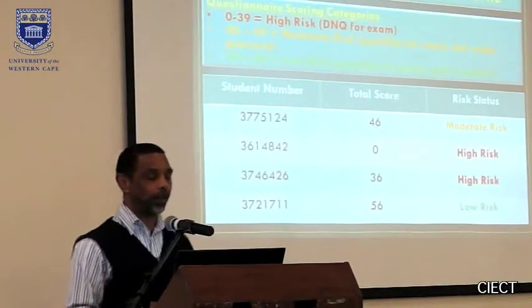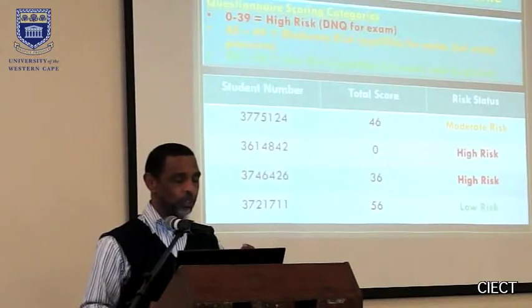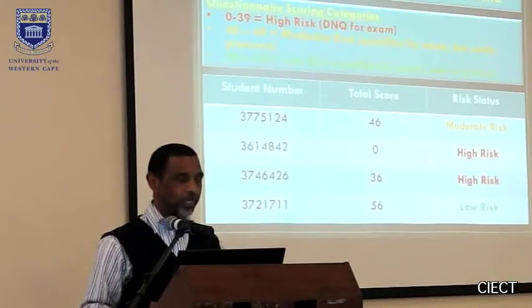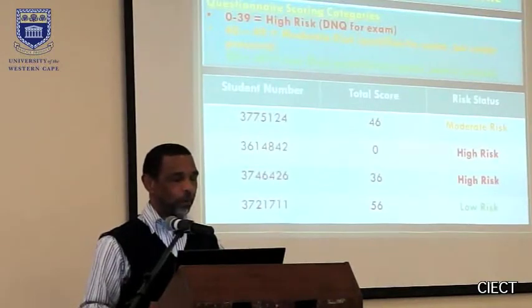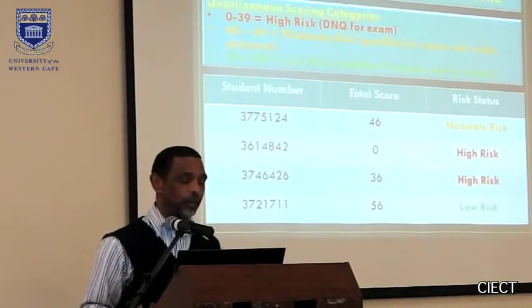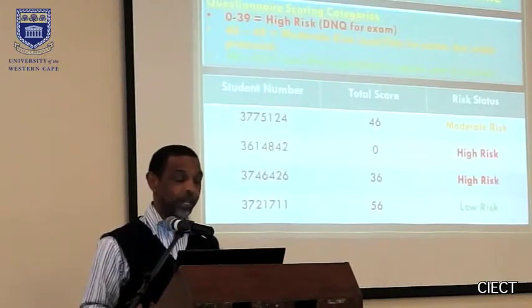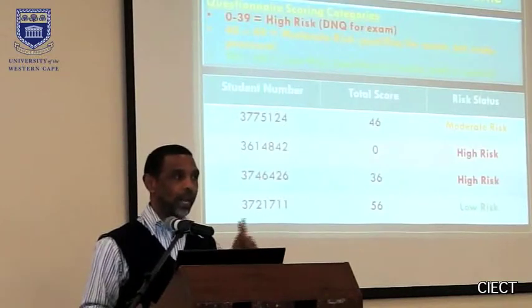And then I profiled the students into 3 categories. The first category was 0 to 39, and you were classified as high risk. In other words, if you had a score of less than 40, you would not qualify for the exams. This is the academic program at UWC. As an undergraduate first or second year student, you can qualify to write the exam with 40%. Less than that, you don't qualify for the exam. I used that as a yardstick in order to classify the students on this program as well.